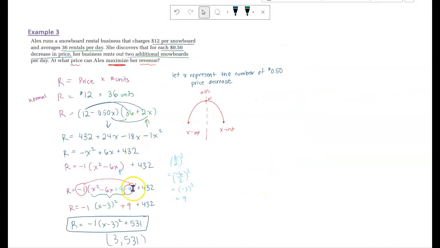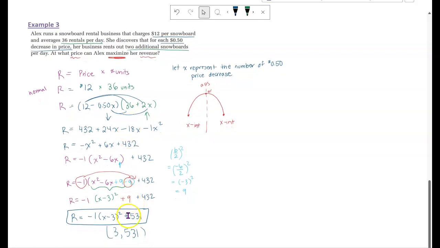So here is the completing the square solution. The vertex ends up being (3, 531). Take a look and read through to make sure you understand the completing the square again, but I'm just going to interpret the answer. So the question says, at what price can Alex maximize her revenue?